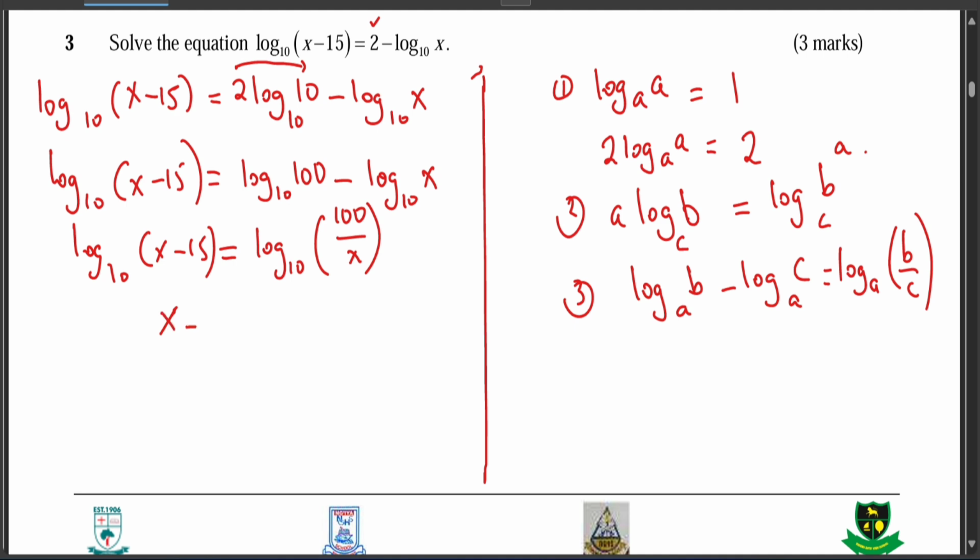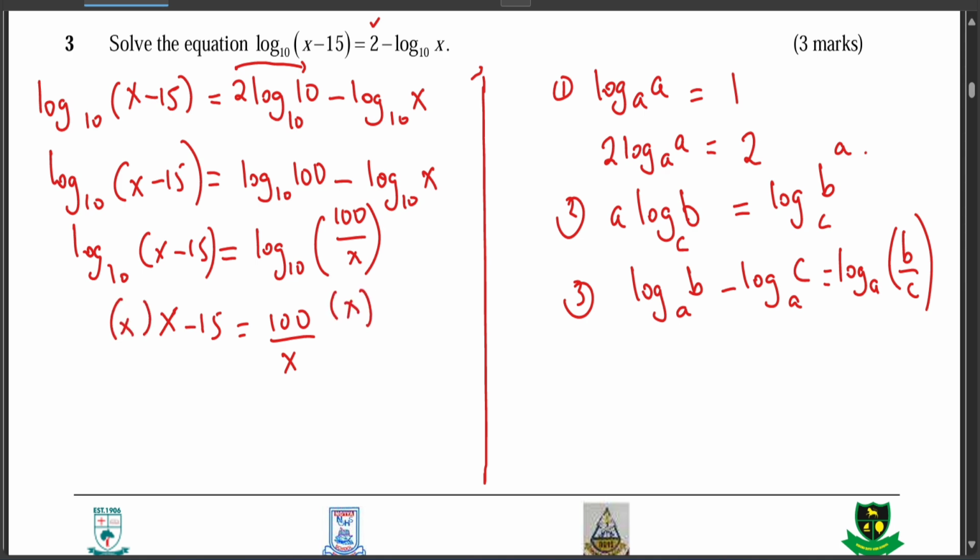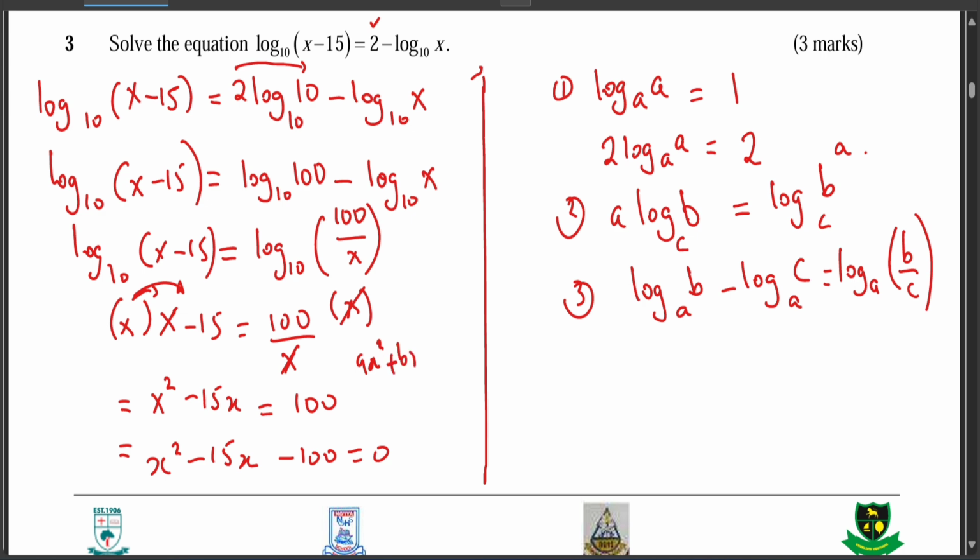So you just drop them and you just take x minus 15, which is equivalent to 100 over x. So then you multiply by x to remove the denominator. So multiply by x. So x times x gives you x squared, and x times negative 15 gives you negative 15x equal to 100. So the x cancels out. So collect the like terms. So x squared minus 15x minus 100 equal to 0, so that your equation should always be in the form of ax squared plus bx plus c equal to 0.